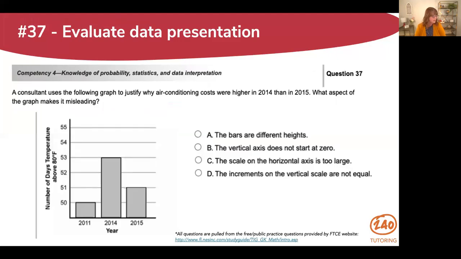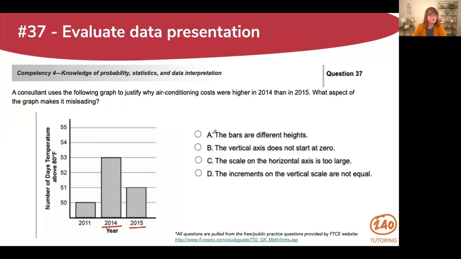All right, let's look at this next one. We have a bar graph here, and it says, a consultant uses the following graph to justify why air conditioning costs are higher in 2014 than in 2015. What aspect of this graph makes it misleading? So this is not just about reading the bar graph, okay? So we can see we have 2014 clearly right here, and 2015 right here. And we're just going to work ourselves through these answer choices.